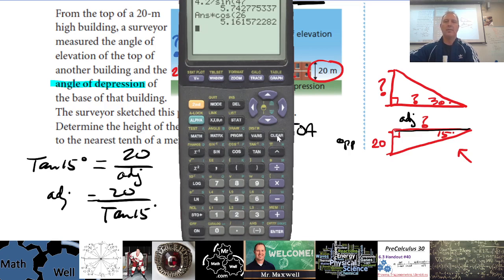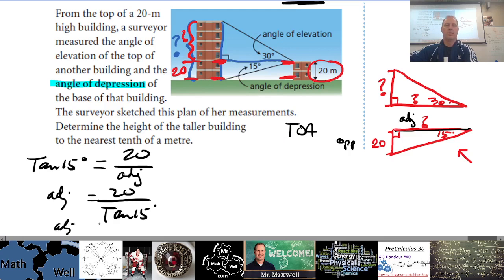So 20 divided by tan 15. Okay, 20 divided by tan 15. That's going to be 74.641. All right, so I'm going to use that in this triangle here now.